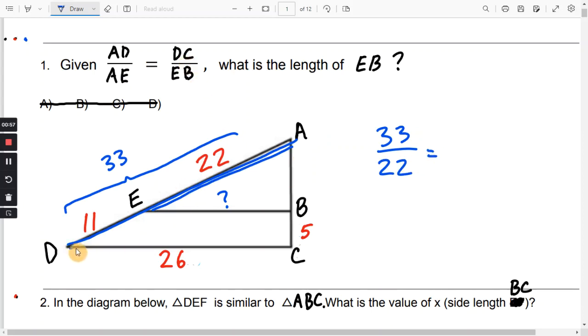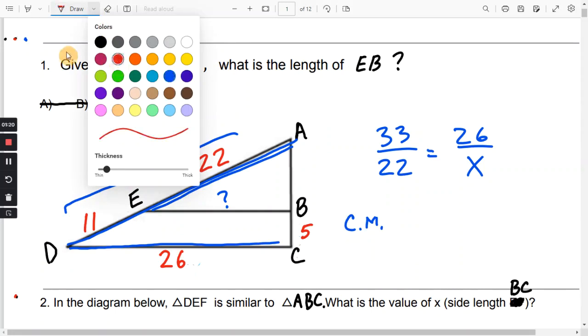DC is this distance right here. That's 26 in place of DC. EB is what we're looking for. We can keep it as a question mark, or we can call it X, same thing. Okay, so when you have the fractions set up like so, you want to cross multiply. All right, I'll do it in a different color.